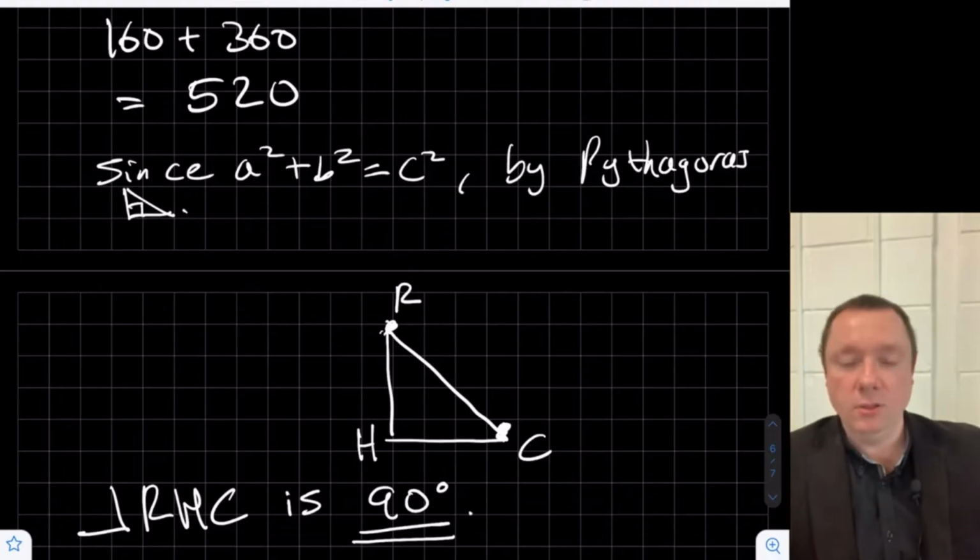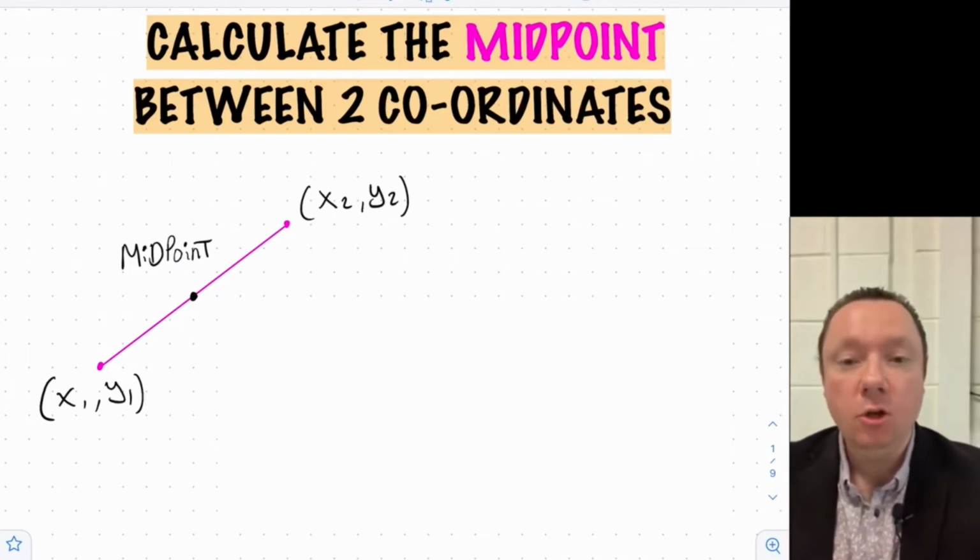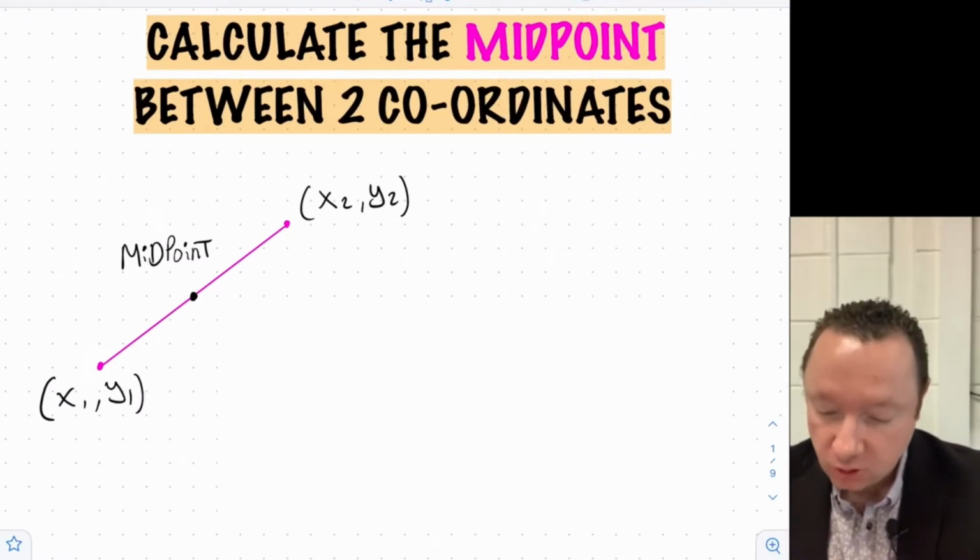Or CHR. Mr. Collinear here from Collinear Maths. Today we're going to be looking at calculating the midpoint between two coordinates for higher maths. So let's have a look.